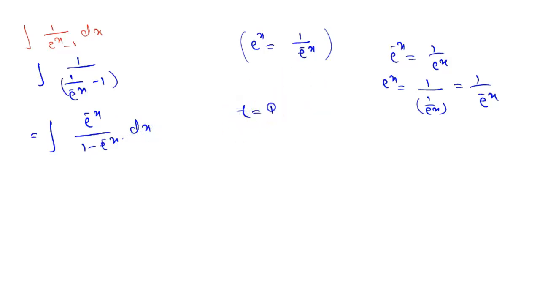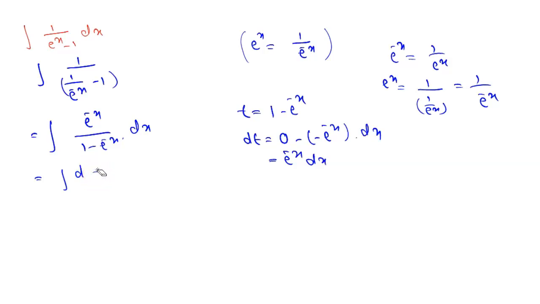So here I am taking the denominator value 1 minus e power minus x as t. So dt is equal to the derivation of constant 0 minus the derivation of e power minus x, which is e power minus x into dx. Minus minus will become plus, right? E power minus x dx. The numerator is replaced with dt. So that is equal to integral dt by t. So here in general, just now we have the formula integral dx by x is equal to log mod x plus c.